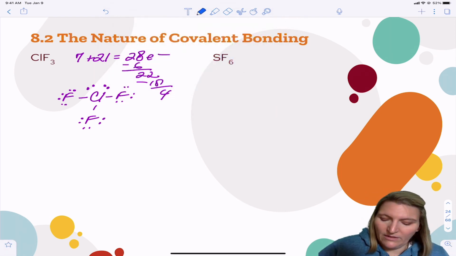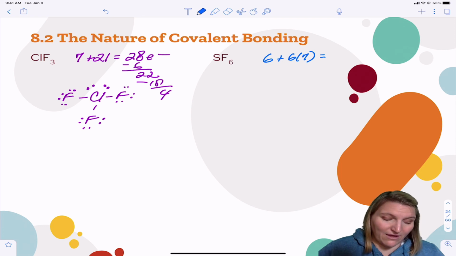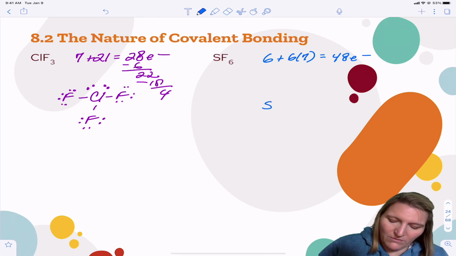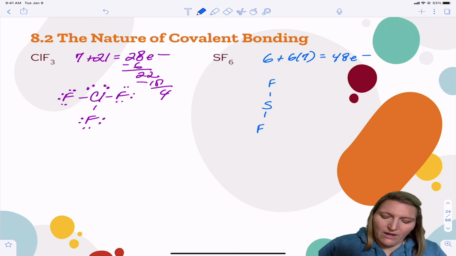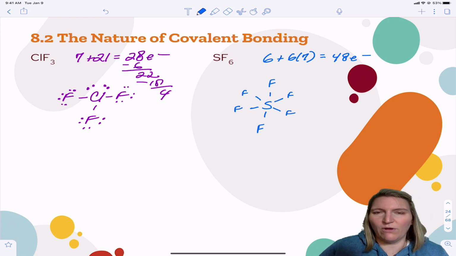SF6: sulfur has 6 and fluorine has 7 valence electrons, and there are 6 of them. So that would be 42 plus 6, or 48 valence electrons. Sulfur is going to be in the middle. Where do we put these fluorines? Well, we usually put 1 on top and 1 on bottom, and then 2 coming diagonally each way off of it. So I've made my molecule.